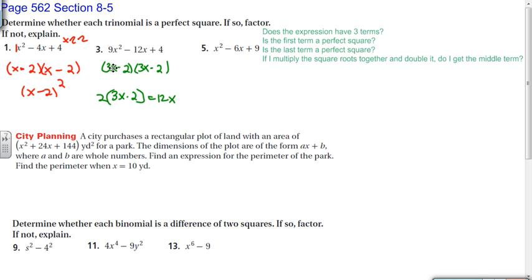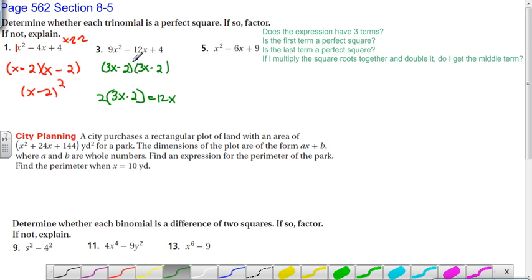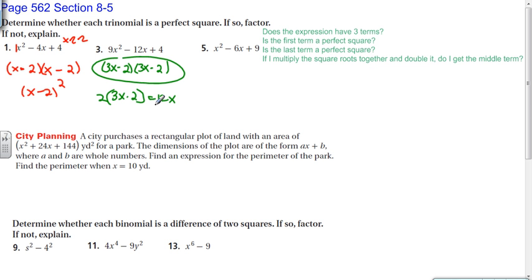So you can always check it. 3x times 3x is 9x squared. 3x times negative 2 is negative 6x. My insides, 3x times negative 2 is negative 6x. If I add negative 6x and negative 6x, I get negative 12x. And a negative 2 times a negative 2 is a positive 4. So this was actually my factored answer. That just proved that it did work.